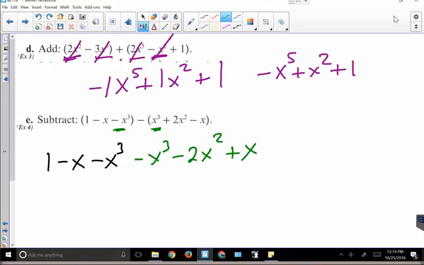Okay? So add the rest of it together. These go here, so I get minus 2x cubed minus 2x squared. Those cancel out, plus 1. And there you go.